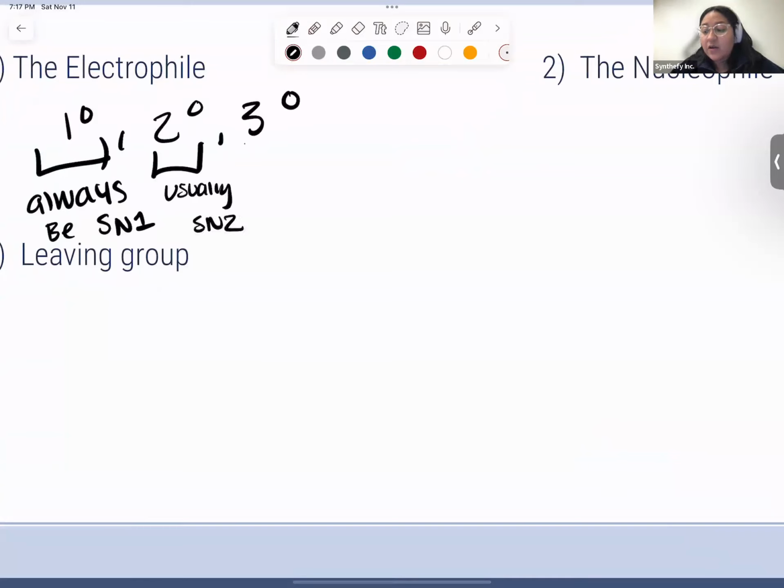Tertiary is very crowded. It's a very bulky molecule, so a strong nucleophile will be slowed down. It won't favor an SN2 reaction because of that. A weaker nucleophile is fine with being slowed down because it doesn't really matter. So tertiary is always SN1. It doesn't matter if it's slowed down because that's not the rate determining step. The rate determining step is the loss of the leaving group, so it doesn't matter what happens afterwards because the most important thing already happened.